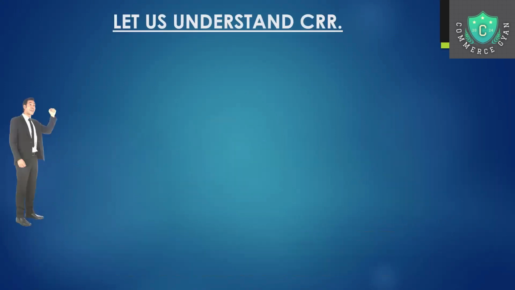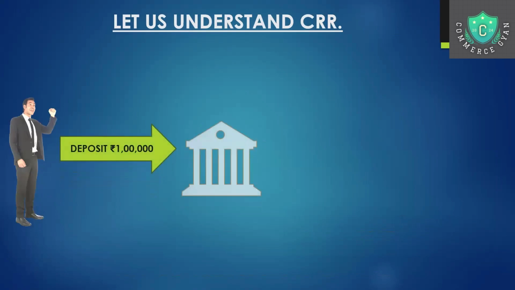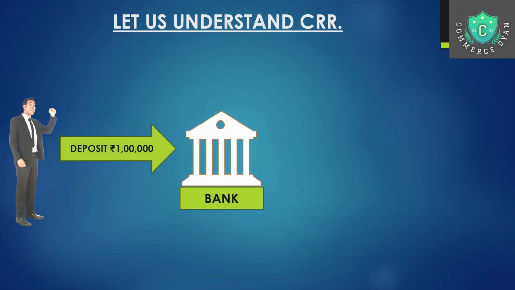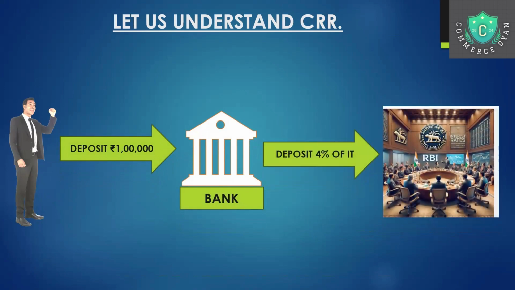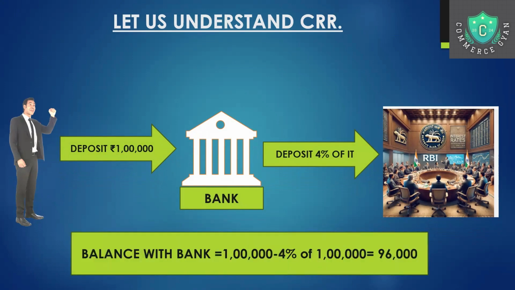Now, what if this rate becomes 4%? Same example we take, the person deposits 1 lakh in the bank. Bank will keep 4% of it with the RBI as cash reserve ratio. So balance with that particular bank will now be how much? 1 lakh minus 4% of 1 lakh, which means 96,000. So basically, with the reduction in this particular CRR, the banks will have more money in hand. Now, where does this money go from the bank? The bank will use this money to give more loans.